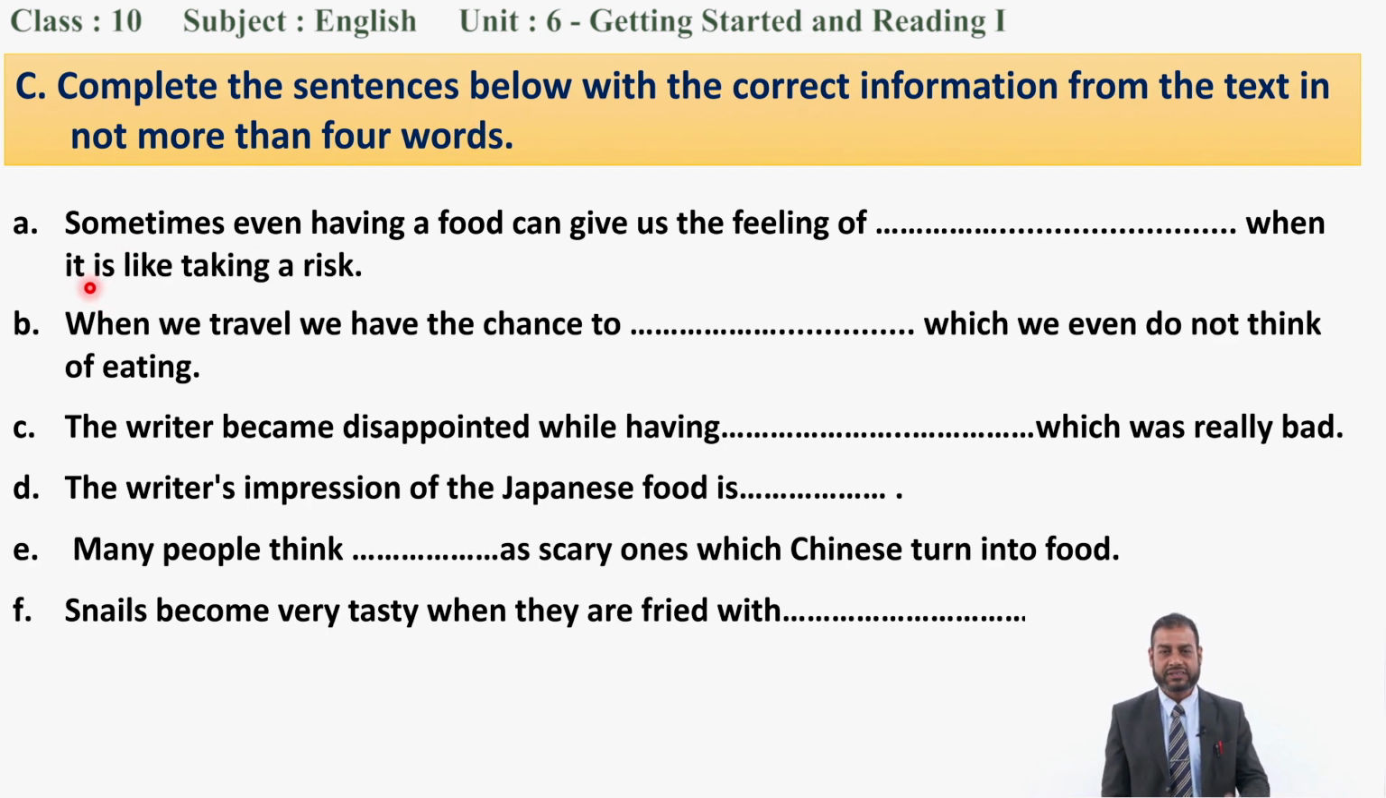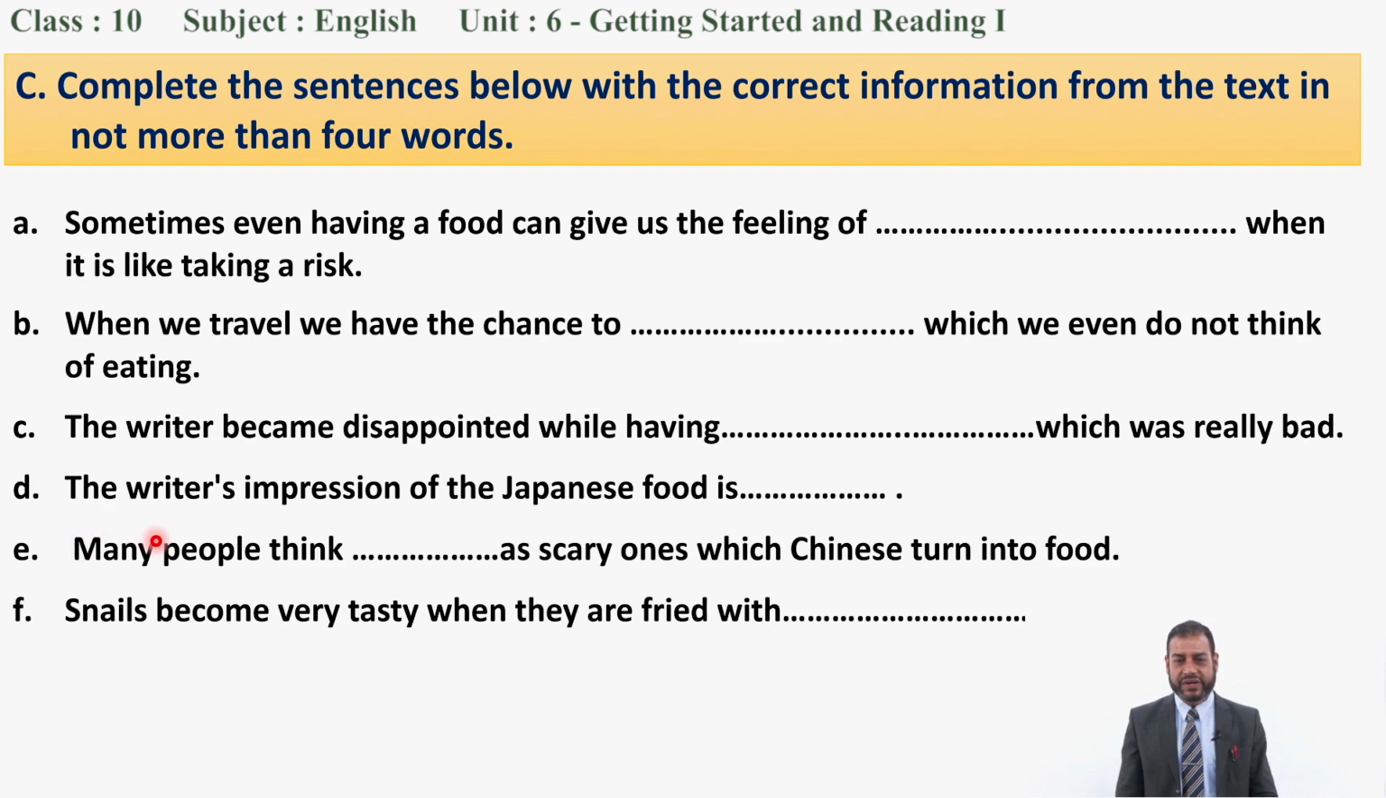Now, we have A. First of all, all of you read the sentences. Let's begin. A. Sometimes even having a food can give us the feeling of ... when it is like taking a risk. B. When we travel, we have the chance to ... which we even do not think of eating. Okay. C. The writer became disappointed while having ... which was really bad.